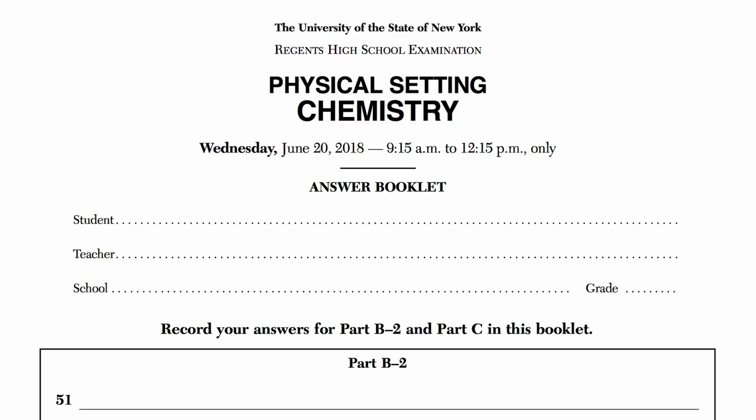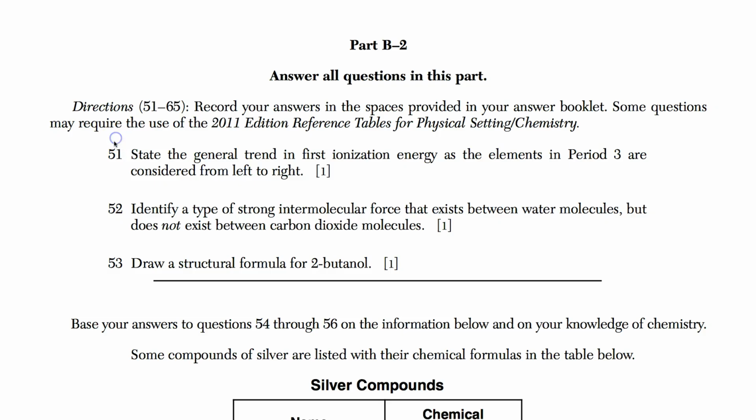Some people actually find it easier once they get over the hump of the daunting idea of trying to come up with an answer without multiple choice selections. So let's start in order with the first one, number 51. Number 51: state the general trend in the first ionization energy as elements in period 3 are considered from left to right. So what is this general trend?